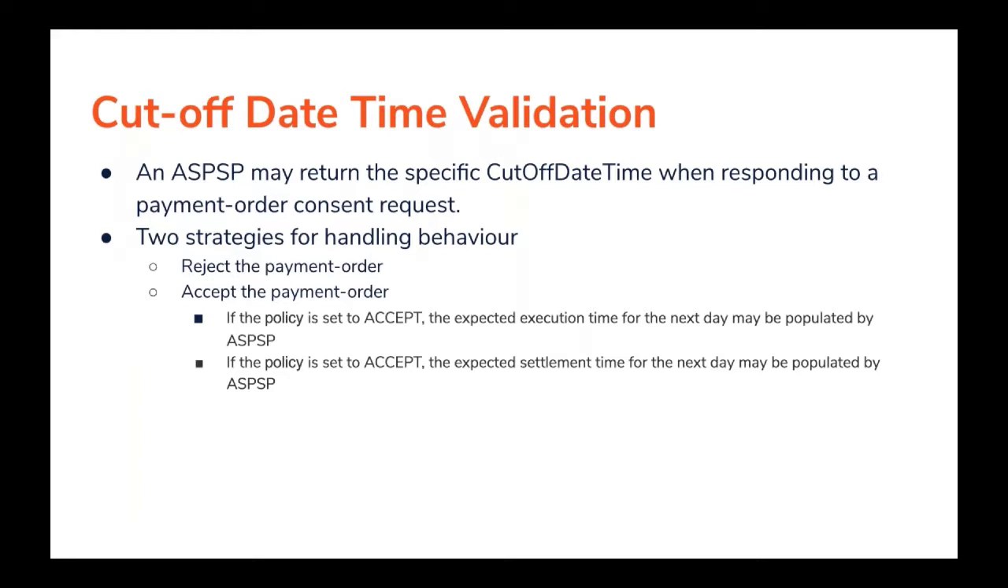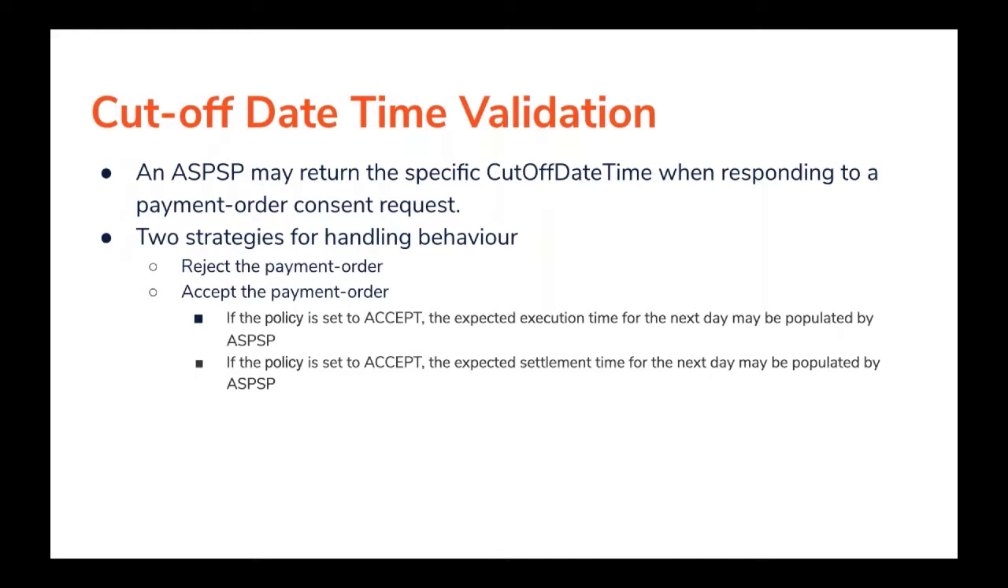Then we have cutoff date time validation. So cutoff date time is the time limit of a day established by your bank for receiving of payments. An ASPSP may update the payment order consent or the payment order resource with the cutoff date time or execution or expected execution date time and the expected settlement date time to communicate expected execution behavior if the cutoff time has elapsed.